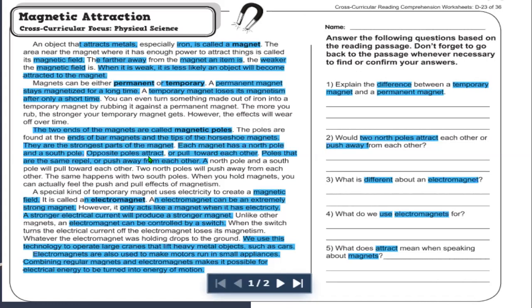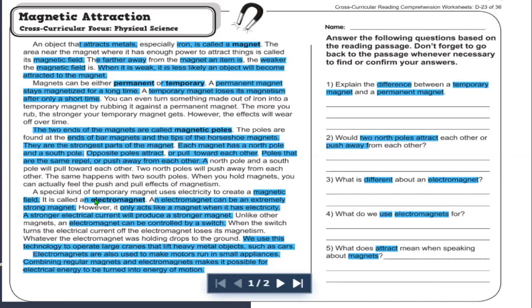Opposite poles attract, or pull toward each other. Poles that are the same repel or push away from each other. A north pole and a south pole will pull toward each other. Two north poles will push away from each other. The same happens with two south poles. When you hold magnets, you can actually feel the push and pull effects of magnetism.